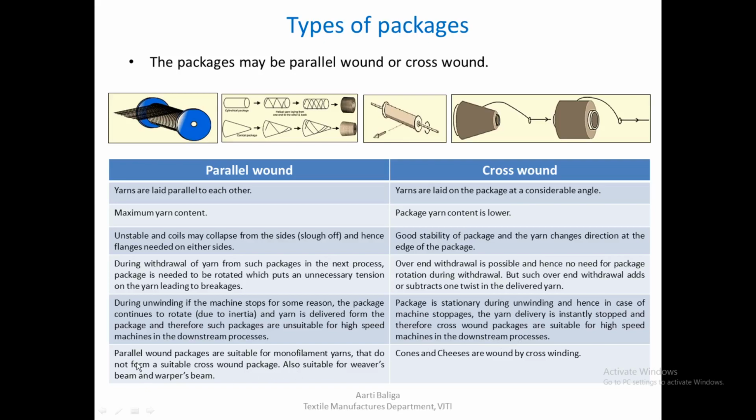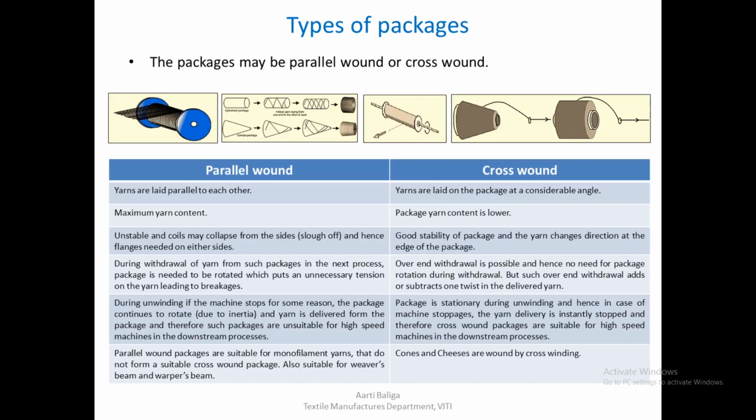So let us see what kind of packages are made as parallel wound. Parallel wound packages are suitable for monofilament yarns that do not form a suitable cross wound package. If you make a cross wound package out of monofilament yarns, there may still be some kind of slough offs. So in such cases, we would have to go for a parallel wound package with flanges, and such a package is also suitable for weaver's beam and warper's beam, whereas cones and cheese are wound by cross winding.